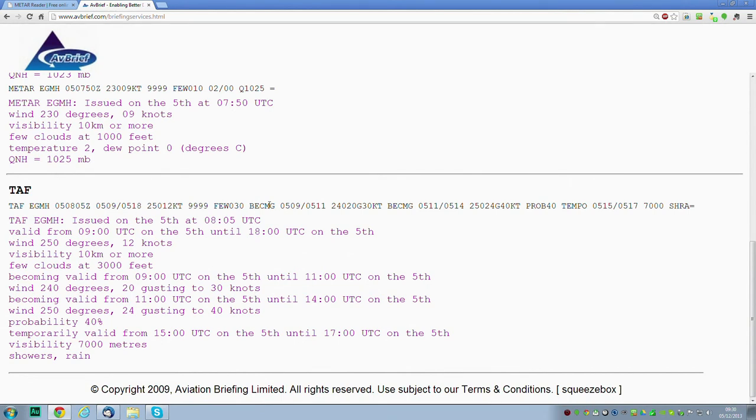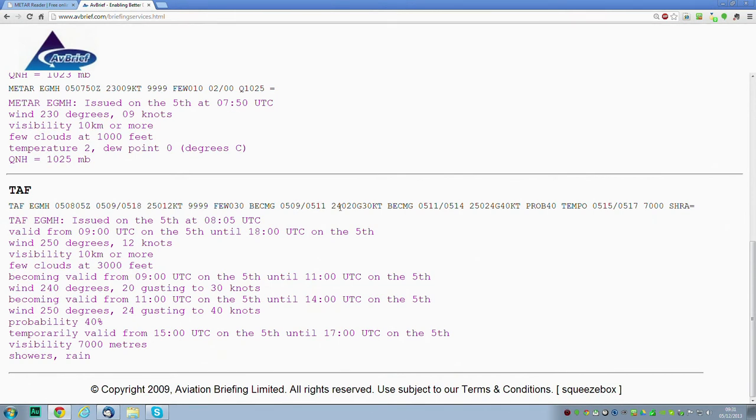So, becoming, BECMG, valid from between 9 and 11 o'clock. So this is a smaller bit of time. What they're saying is, in general, we're going to have 212 knots with a few clouds at 3,000 feet. That's between 9 and 6. But between 9 and 11, things might be different.